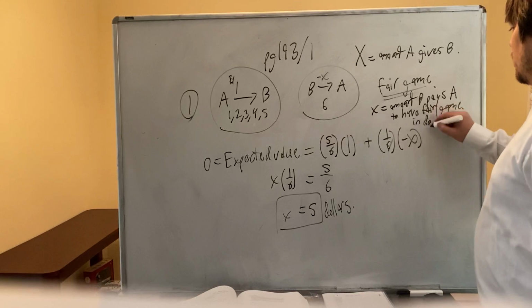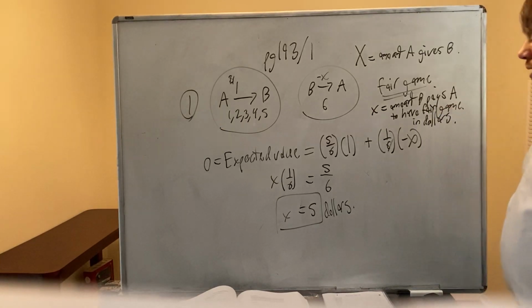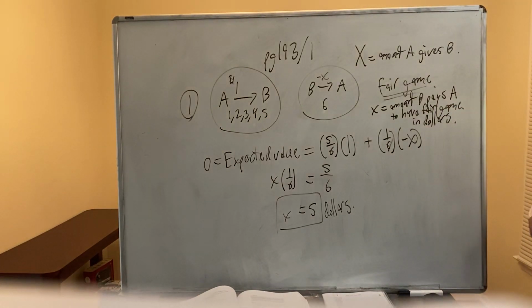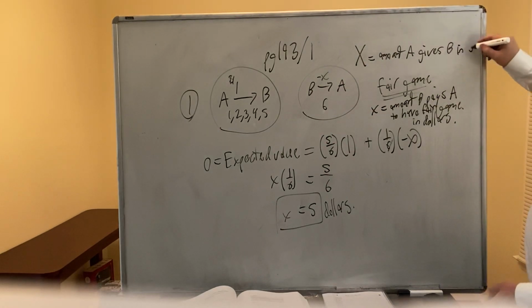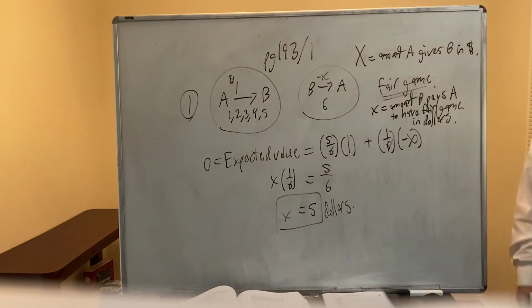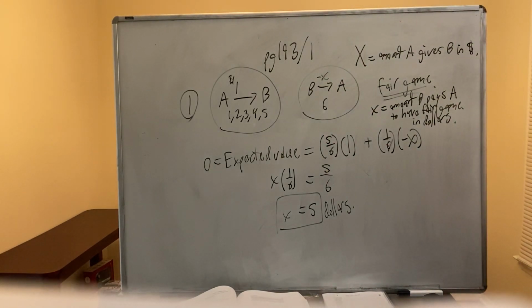In dollars. Okay? And just defining X, the amount A gives B in dollars. So the answer is $5. Okay, so that's that problem. Let's continue.